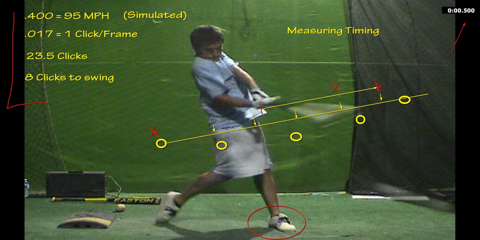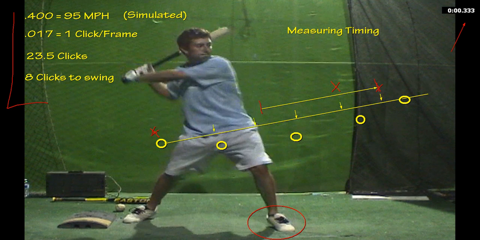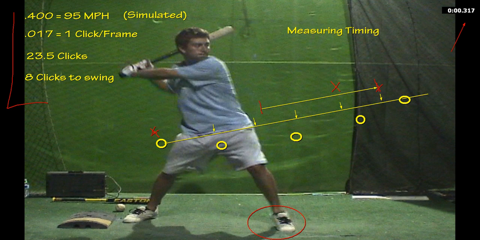So it roughly takes him about 9 clicks to swing the bat. A major leaguer is going to be quicker than that. I'm going to say somewhere between 7.5 to 8 or 8.5 clicks is where a major leaguer is going to be. But the point is that it takes time to swing the bat. 8 clicks is a third of the flight of the pitch. That is a long time.